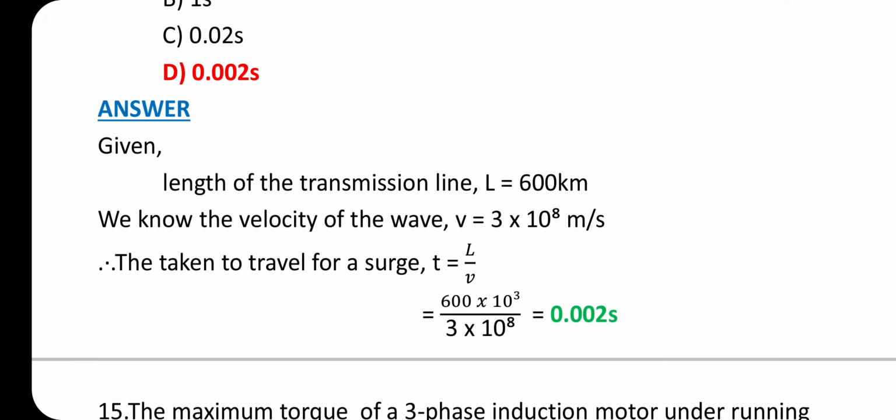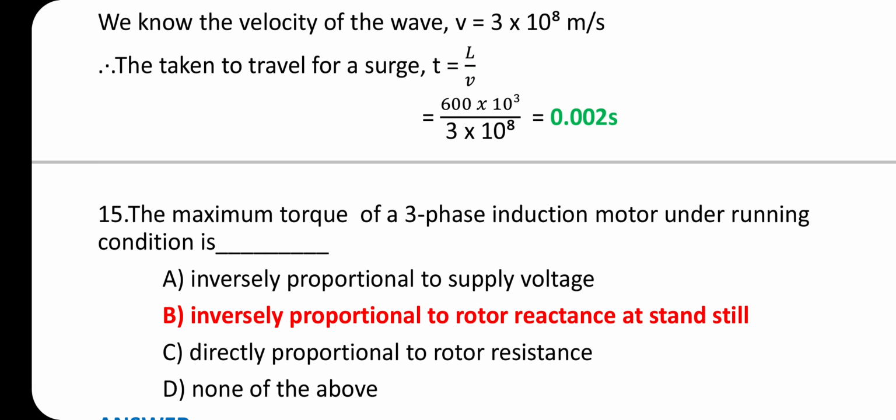Given length of the transmission line L equals 600 km, we know the velocity of the wave V equals 3 into 10 raised to 8 meter per second. The time taken to travel for a surge T equals L by V. Substitute the value of L and V, we get T equals 0.002 second.